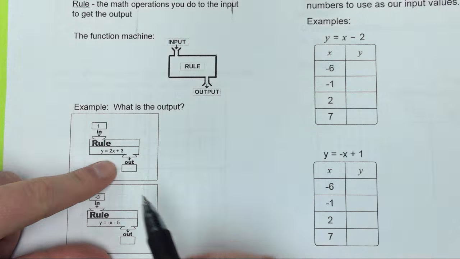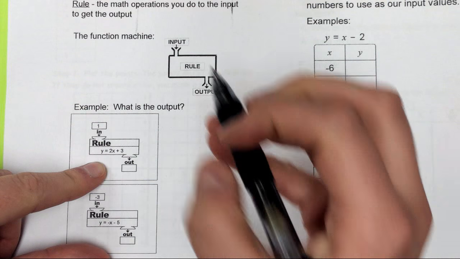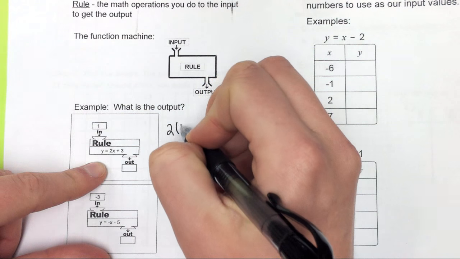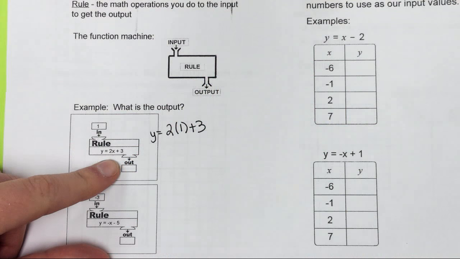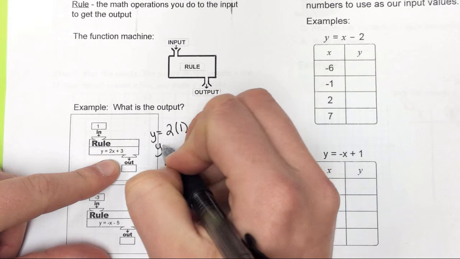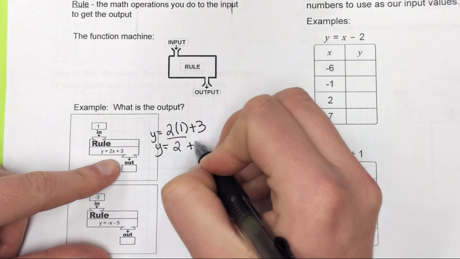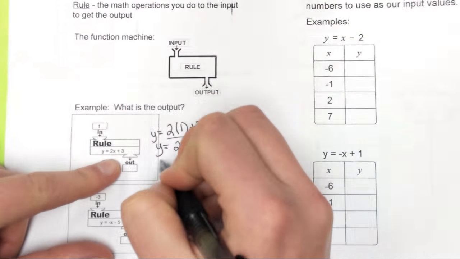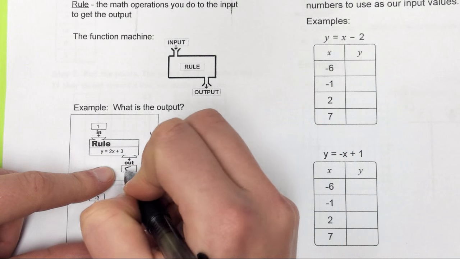So everywhere we see an x, we're going to replace that with the input value. So this would be 2 times 1 plus 3. So we would have y equals 2 times 1 plus 3. So that gives us y equals, we're now going to use order of operations. 2 times 1 is 2 plus 3. And we all know that y equals 2 plus 3 or 5. So my output would be 5.